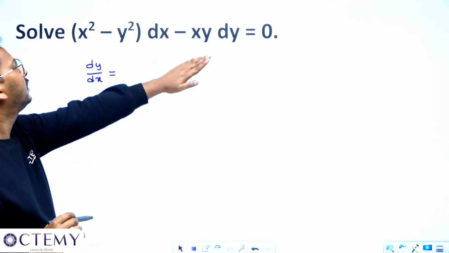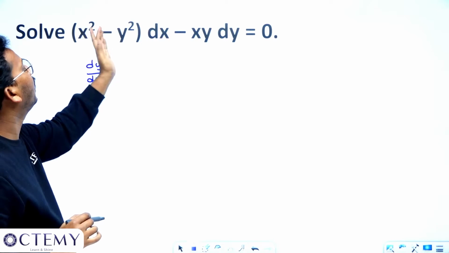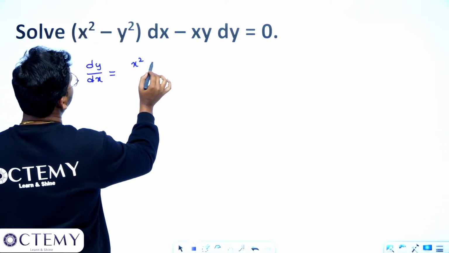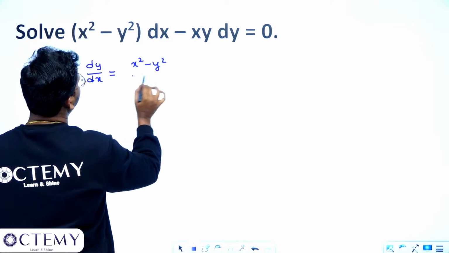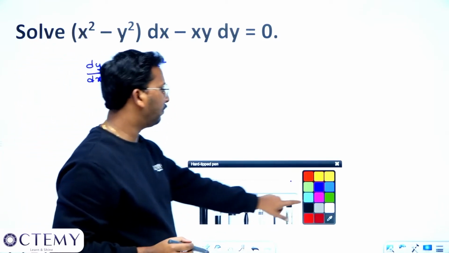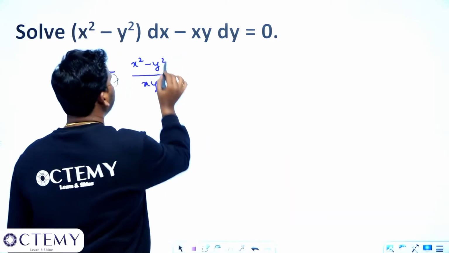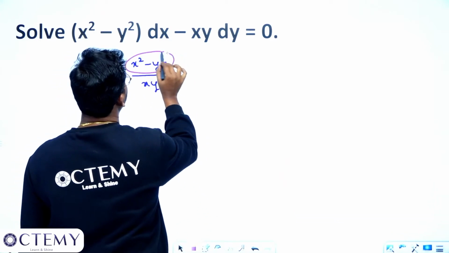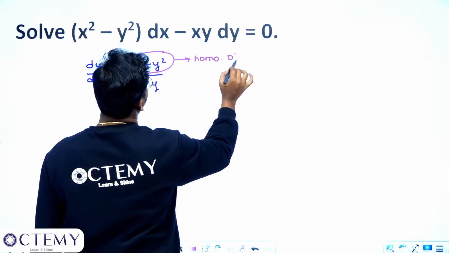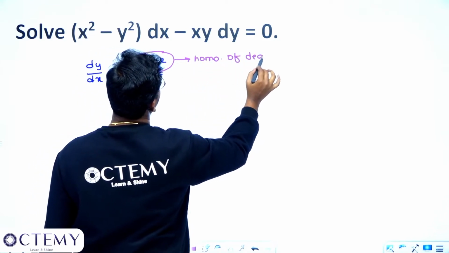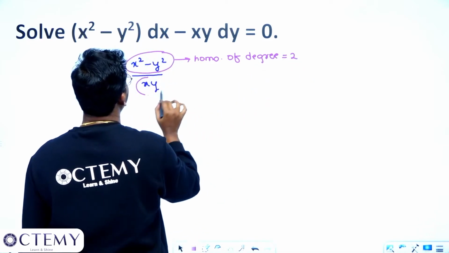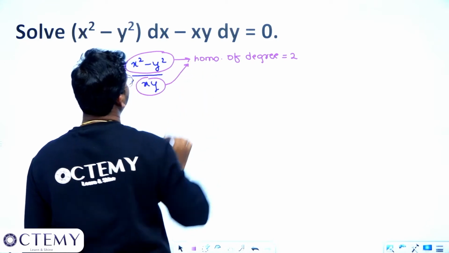You send it this side, so it will be dy and dx. dy by dx will become x square minus y square divided by xy, right? Now, if you observe something carefully, what is this, sir? This is homogeneous of degree 2. And this is also homogeneous of degree 2, right?